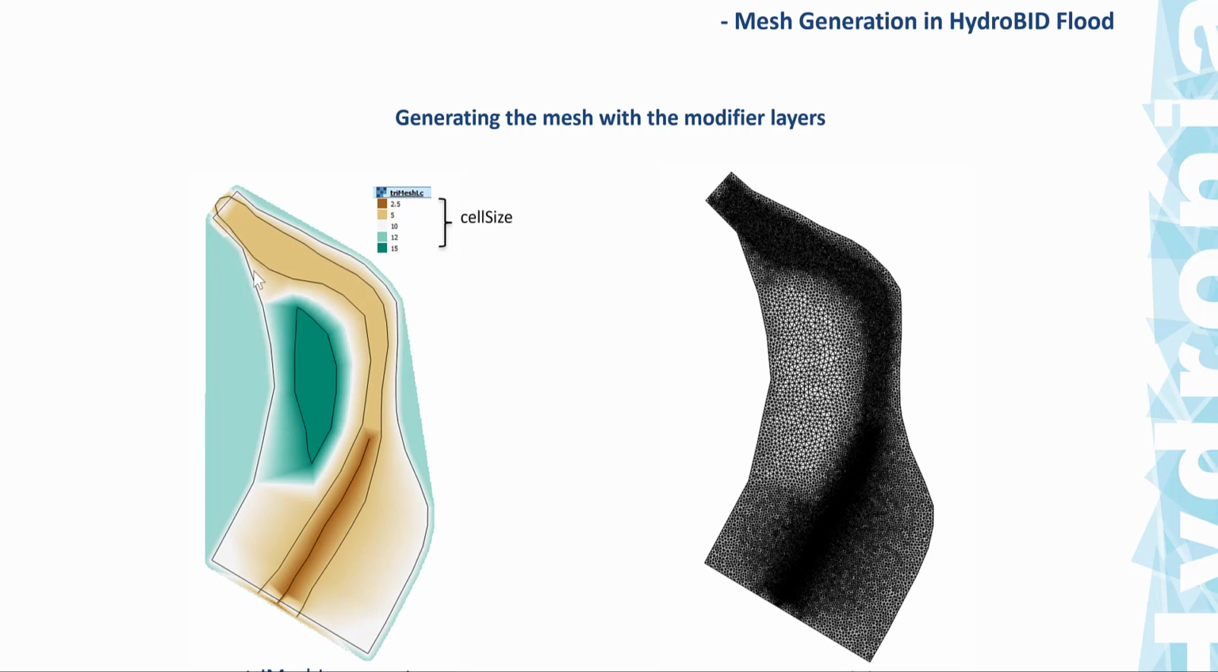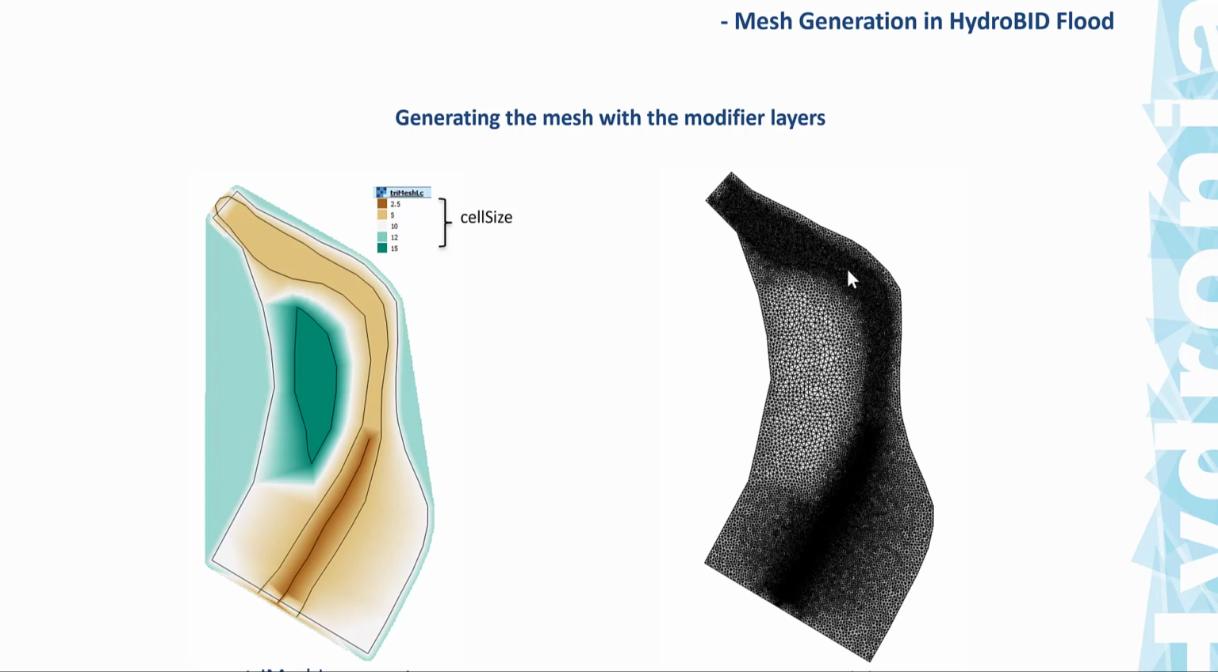This is a map of a raster. It's a TriMesh LC raster. The colors again indicate the size of the cells. That means the green are 15 meter size, more or less, in here, and the darker brown will be 2.5. So you have higher resolution in the brownish areas and less resolution, larger cells in the greener areas.